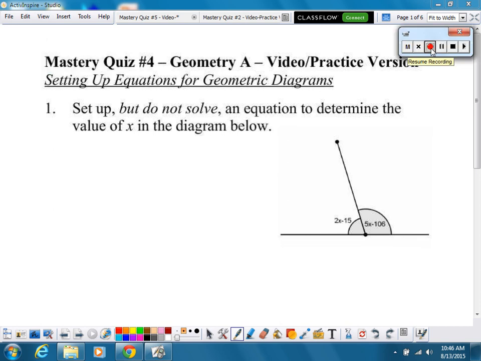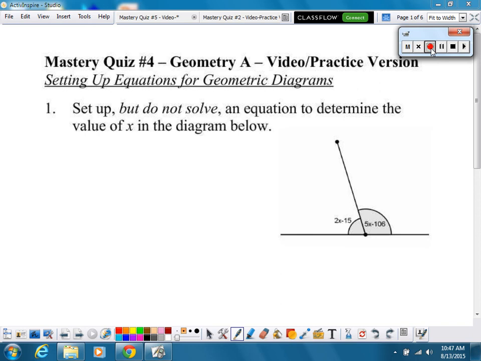Okay, today's mastery quiz for geometry is mastery quiz number 4. What we're doing here is trying to write equations for geometric diagrams. We've been talking about lots of different relationships between angles and how angles relate with triangles and linear pairs and all that. So today we want to talk about how we set up these equations when we see these different geometric shapes.